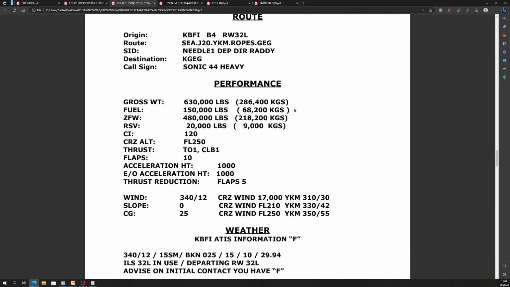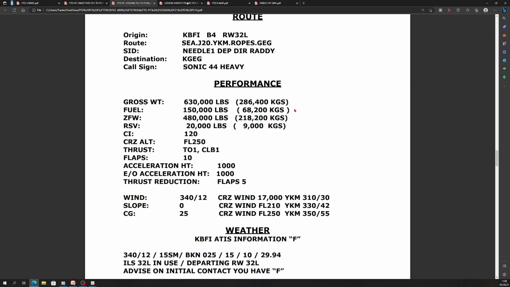You'll notice on the right side there we have some cruise winds, and that's for when we discuss the waypoint wind page. We'll put in 3 of those winds: cruise wind at the Yakima for 17,000, flight level 210, and flight level 250.